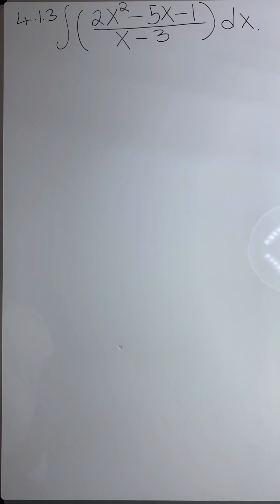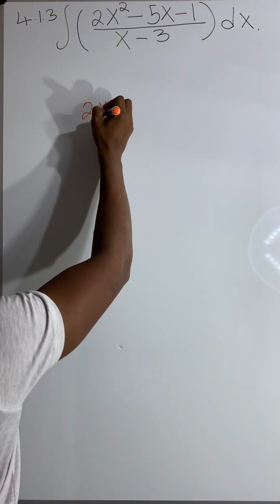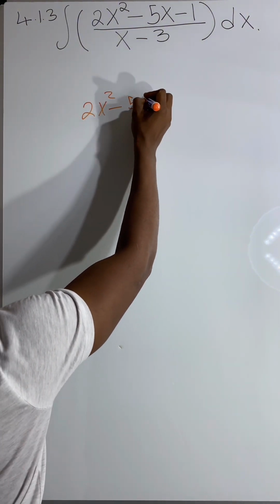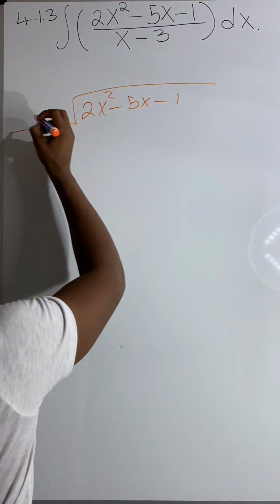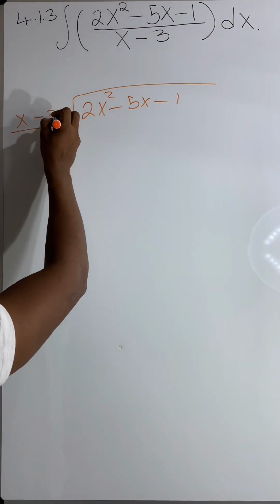For 4.1.3, we have to evaluate the integral of 2x squared minus 5x minus 1 all divided by x minus 3 dx. The method that you're going to use to evaluate this integral is long division. So we will have 2x squared minus 5x minus 1 long divided by x minus 3.